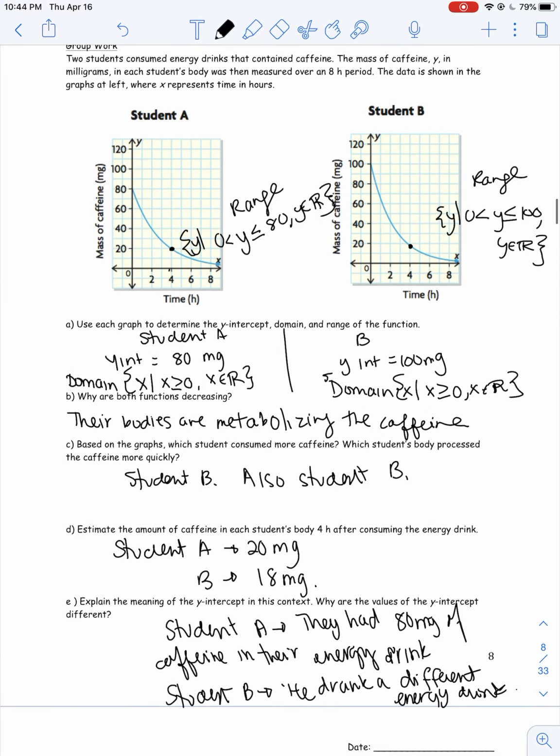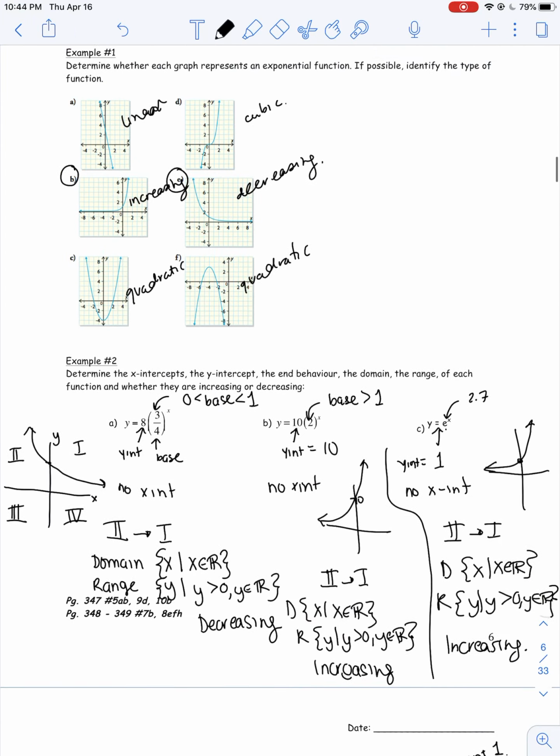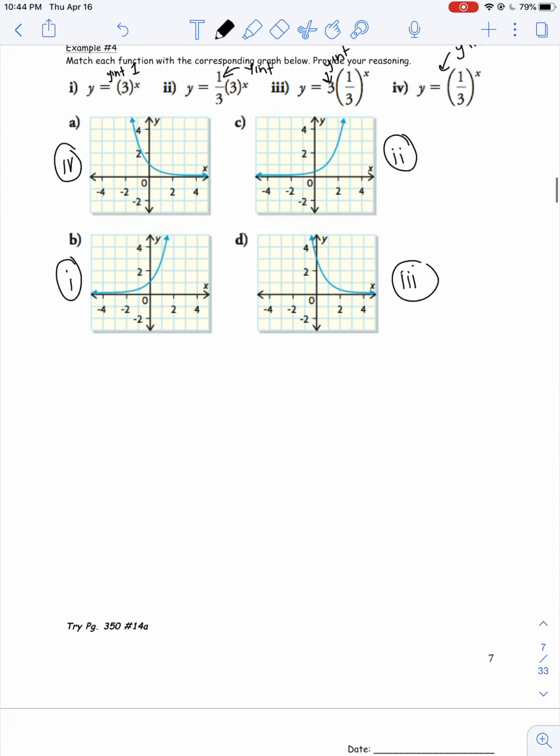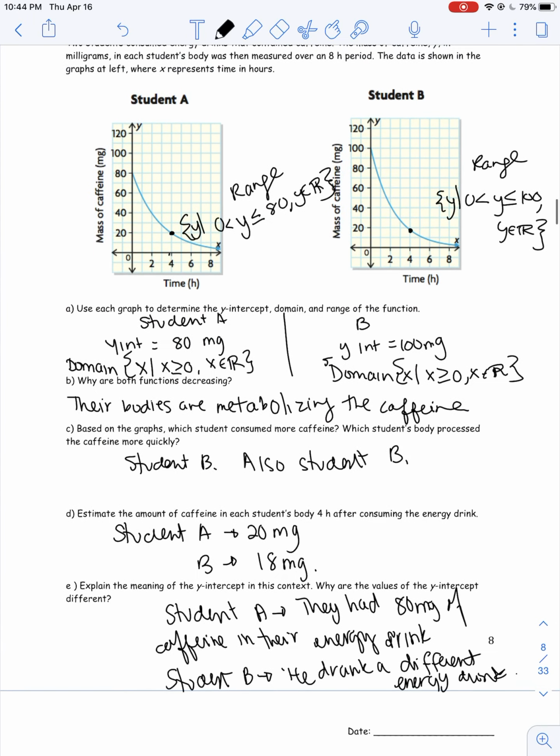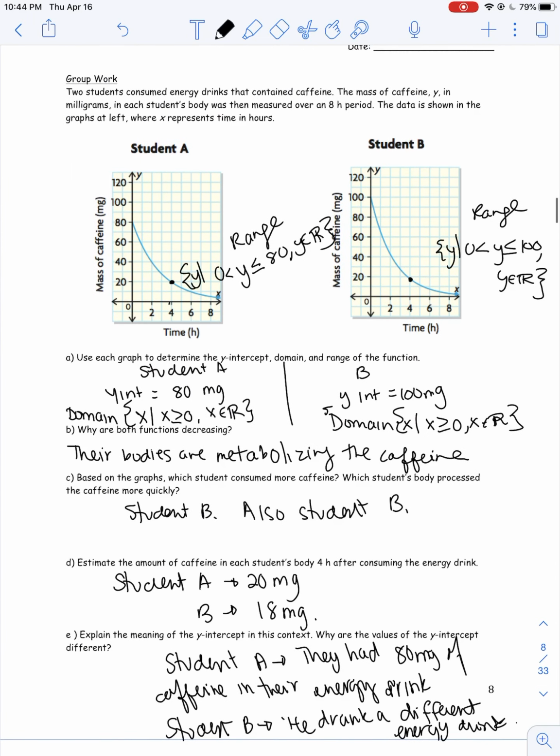Okay, so that's it for lesson 6.1 and 6.2. Those are the characteristics that you want to look over. What you need to take from this lesson is that you need to be able to find the y-intercept, the x-intercepts, which there are none for these ones, the domain, range, the end behavior, and then apply that to real life scenarios. Okay, thanks guys for listening.